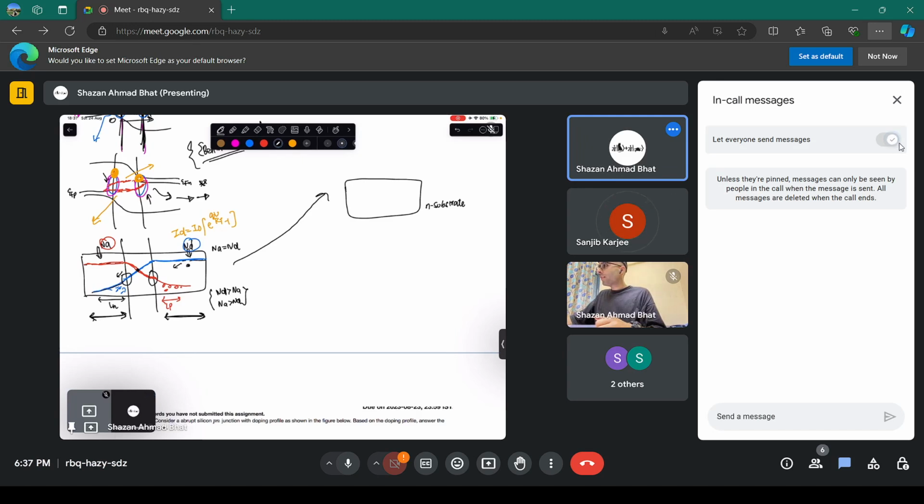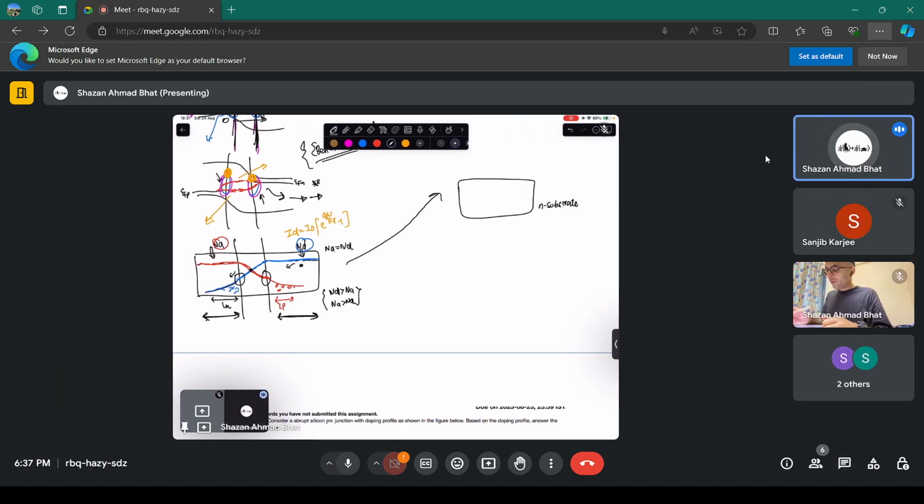Okay, so I wanted to say that if you see this particular thing here, this is how the diode is actually made.